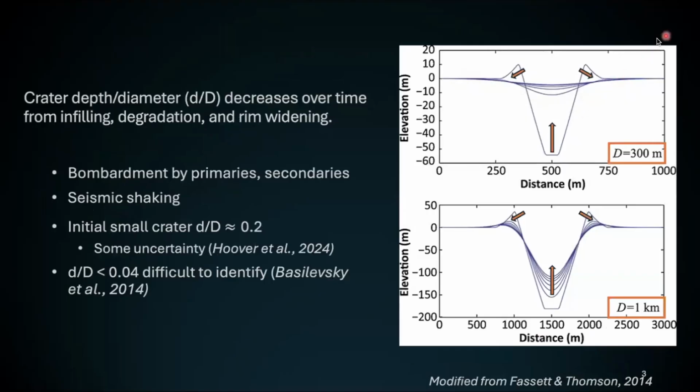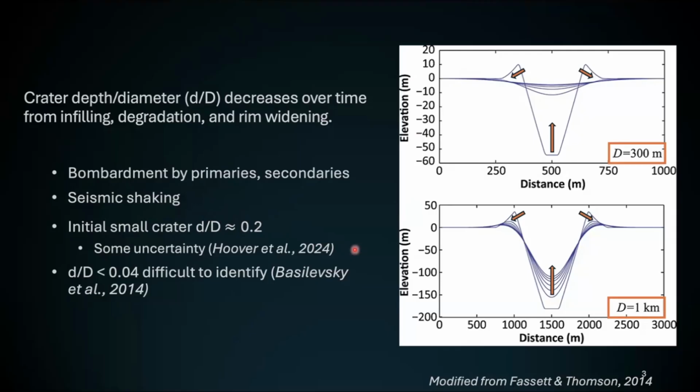Okay, so primarily what we were looking at is the depth to diameter ratio, which decreases over time as a crater ages from infilling and degradation and widening of the rim by processes like bombardment by primaries, but also secondaries, sandblasting, seismic shaking. And the canonical number for the initial depth to diameter of a crater in the 60 to 250 meter range we're looking at is about 0.2, but we know from Hoover et al. 2024 that it's not a perfect number. They took 10 unambiguously fresh craters and looked at their depth diameters. It's more of a distribution.